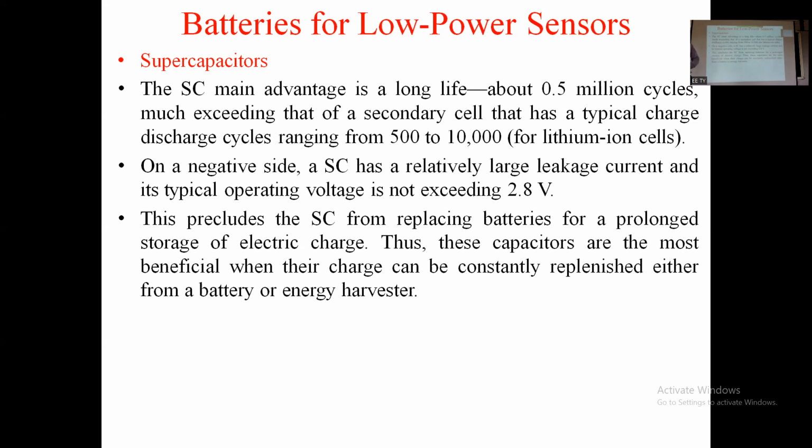Charge replenishing is nothing but charge replacing, replacing positive charge with negative charge. So it is nothing but replenishing. So we are replenishing by using the battery or energy harvesting. So this is related to batteries which are used for low power sensors. In this way, we are concluding unit number 3.